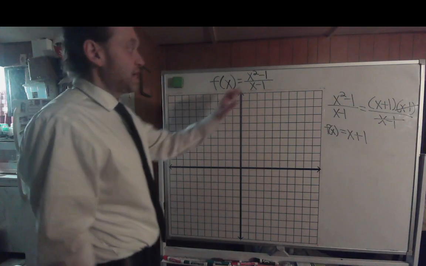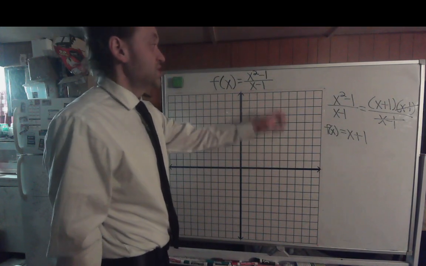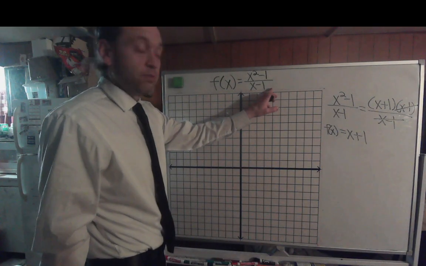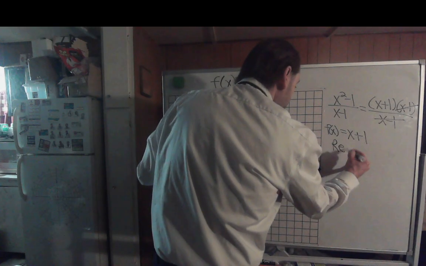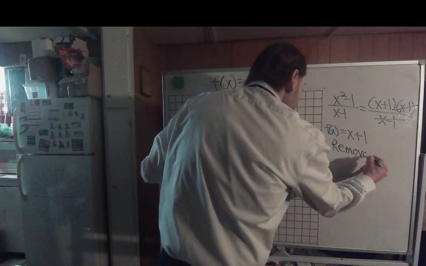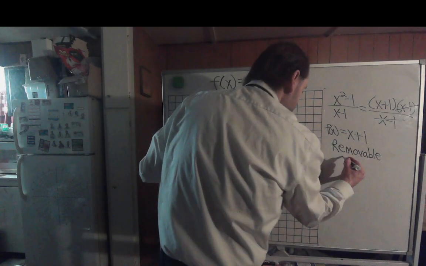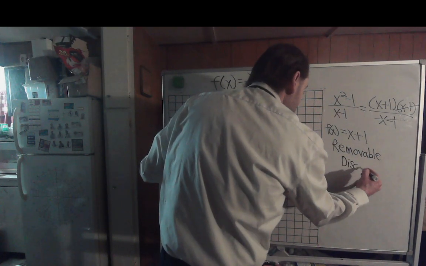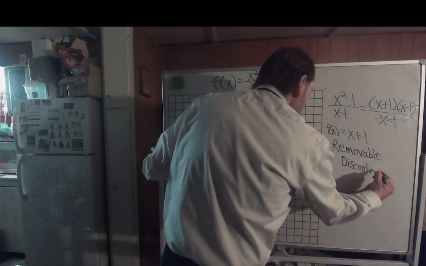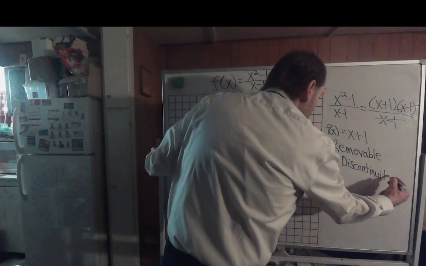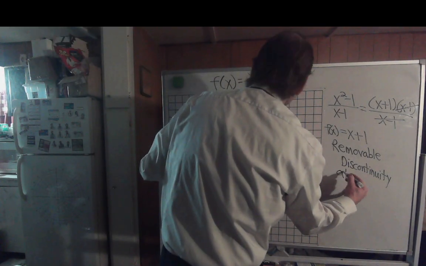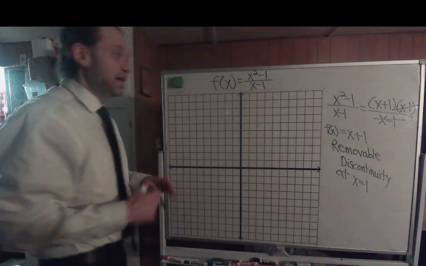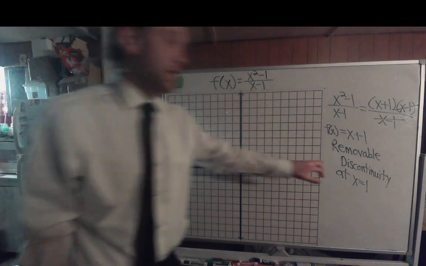So you still have to treat it as such, but you're not going to have a full-on asymptote. If you can ever cancel out the denominator, you still have a discontinuity at x equals 1, but instead of an asymptote, you're going to have what's called a removable discontinuity at x equals 1.